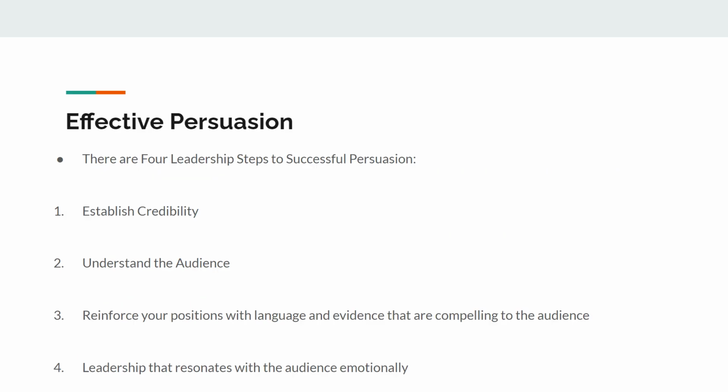Effective persuasion. The first section of the presentation is effective persuasion. This topic can be broken down into steps. There are 4 leadership steps to successful persuasion. These are: number 1, establish credibility. To do this, you have to have either good relationships with your audience or have a high level of expertise in the given subject. Number 2, understand the audience.